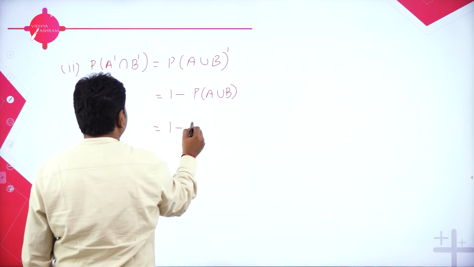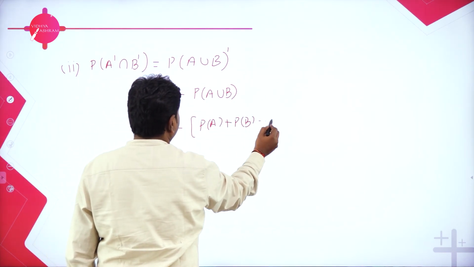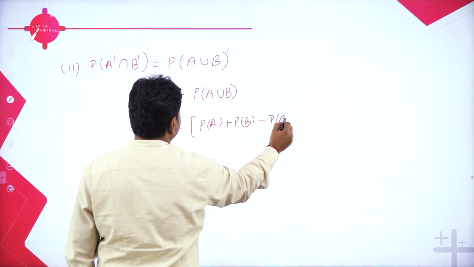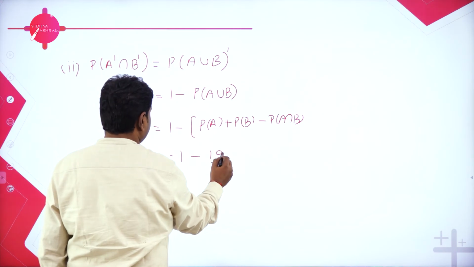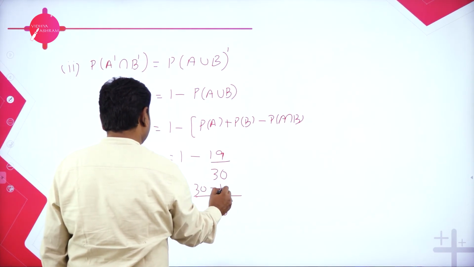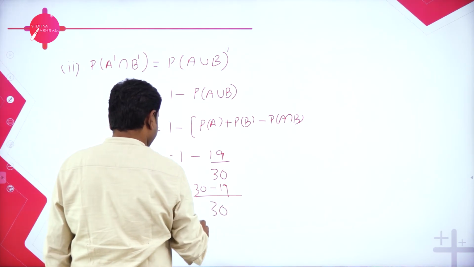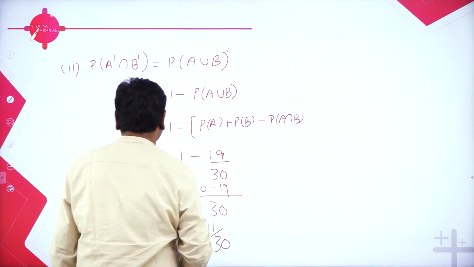This can be further written as 1 minus P of A plus P of B minus P of A intersection B, or you can use the previous value. So that is 19 by 30. Simplify this, 30 minus 19, that will be 11 by 30. This is neither.